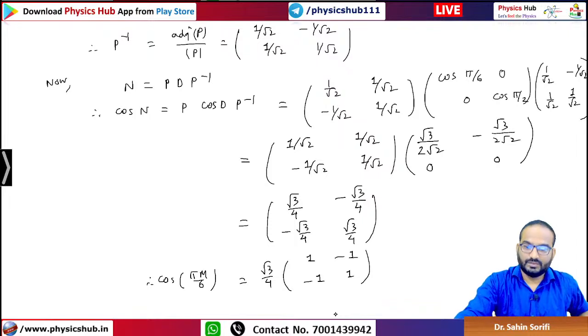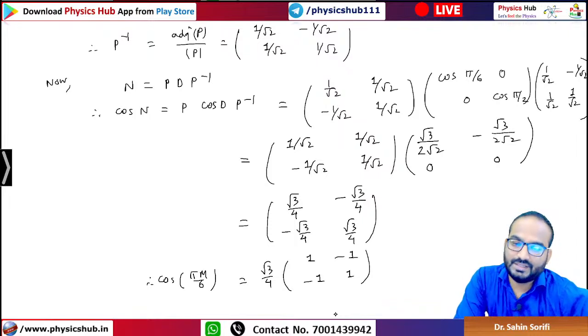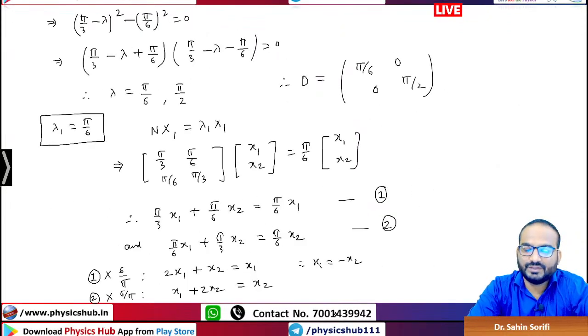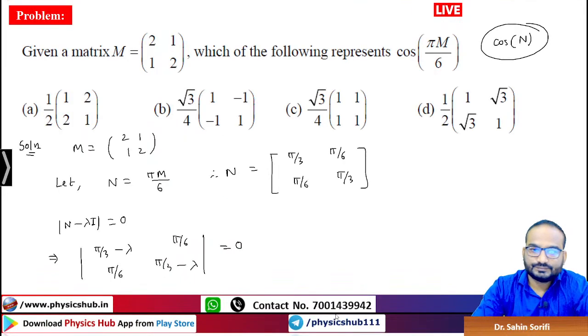Such a long problem, but you should practice it just to understand the process. In your examination you may be given little shorter problems. So it is matching with option B.